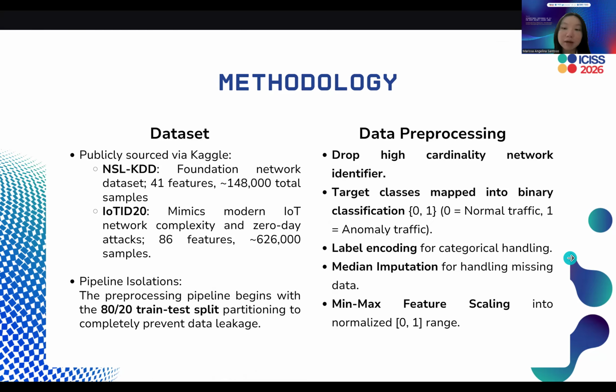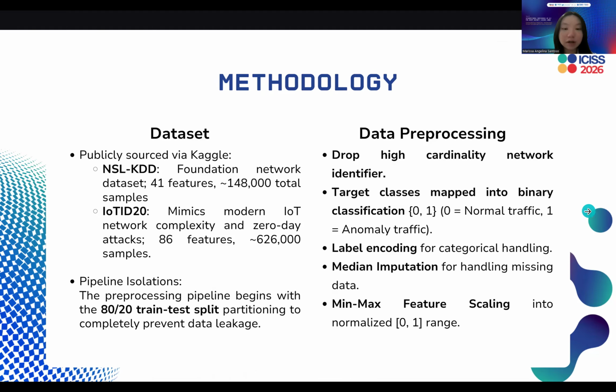The pre-processing pipeline begins with the 80-20 train test split, partitioning the data first to completely prevent data leakage. For pre-processing, we drop the high cardinality network identifier, map target classes into binary classification, where 0 is for normal traffic and 1 for anomaly traffic, and also apply label encoding for categorical handling, median imputation for missing data, and also min-max feature scaling into a normalized 0-1 range.